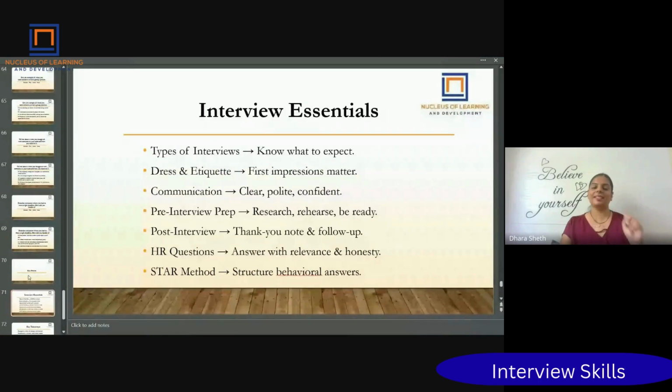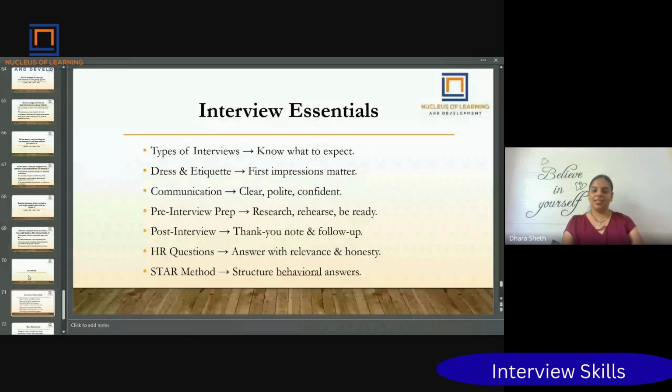Also, listening is as important as speaking in an interview. Before your interview, research the company, research your role, rehearse your answers, be ready, and your files and folders should be proper. Post-interview, thank you note within 24 hours, follow-up after 15 days if needed, not for campus placements, and follow-up should be done only once. And you can also follow them on LinkedIn instead of sending a follow-up email.